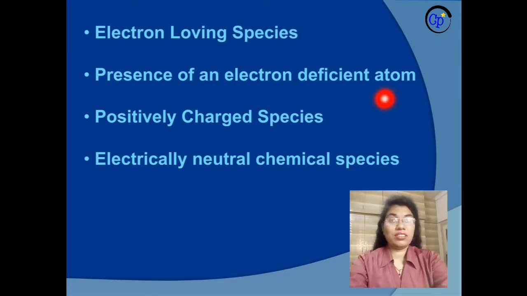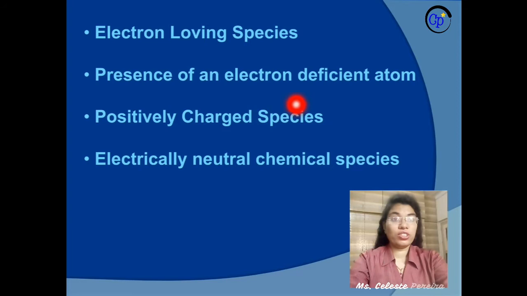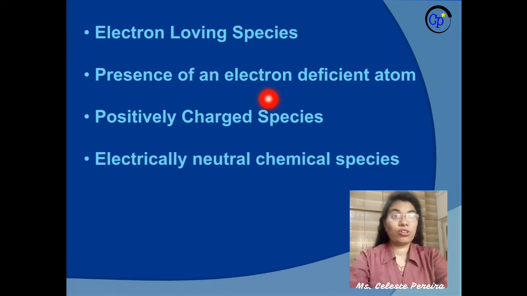That means electrophiles are those species which are electron poor, or they don't have any electrons in them, and they are in need of electrons. That is why they are said to be electron deficient atoms. Third point, they are positively charged species. So something which is electron loving may have a positive charge in it. That means there is a deficiency of electrons in them.